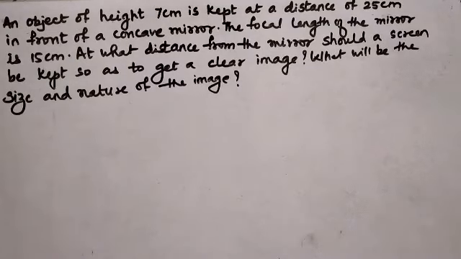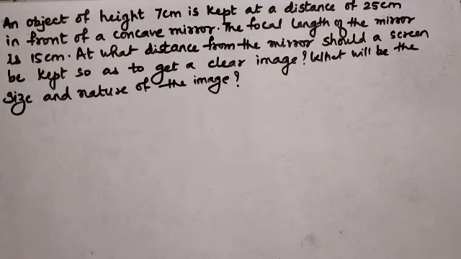The seventh question is, an object of height 7 centimeters is kept at a distance of 25 centimeters in front of a concave mirror. Focal length of the mirror is 15 centimeters. At what distance from the mirror should a screen be kept so as to get a clear image, and what will be the size and nature of the image?